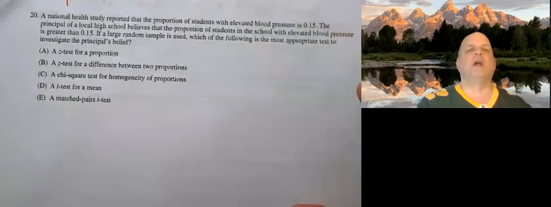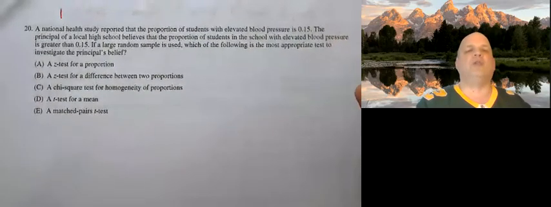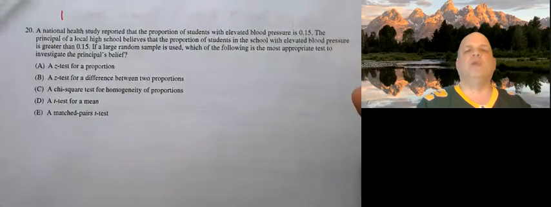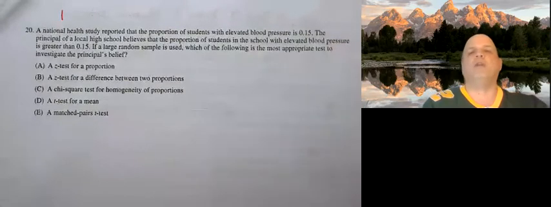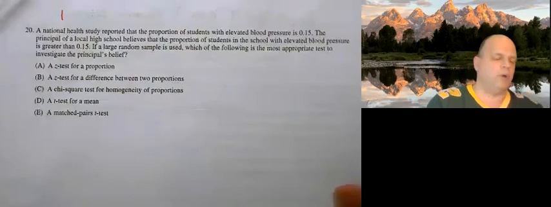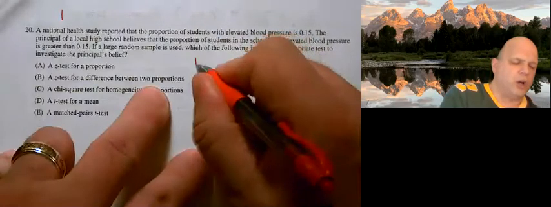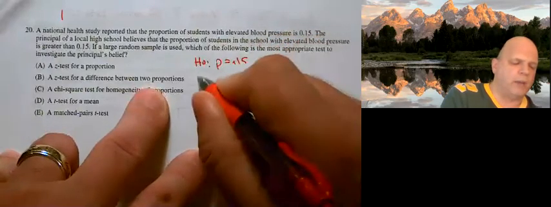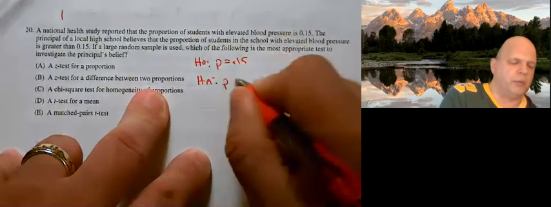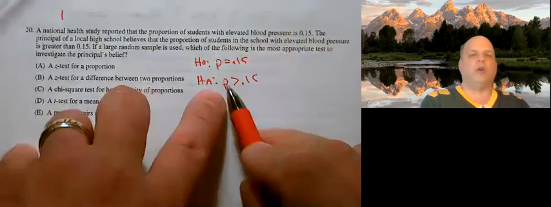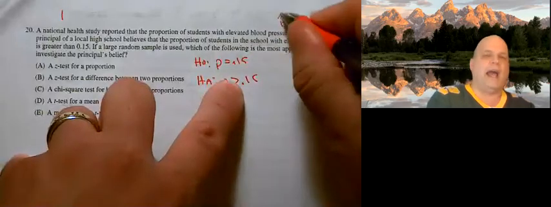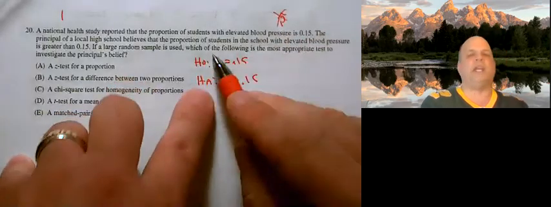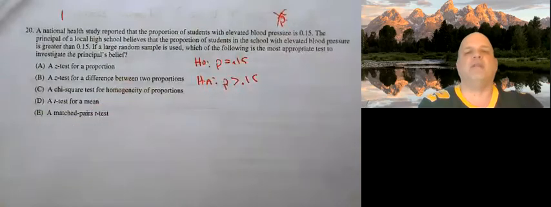Number 20. A national health study reported that the proportion of students with elevated blood pressure is 0.15. The principal of a local high school believes that the proportion of students in the school with elevated blood pressure is greater than 0.15. So H0: p equals 0.15. That's the claim. The alternative, the principal believes it's greater than 0.15. Notice I used a p. P hat is for the sample. We do not use p hats when we write the null and alternative.